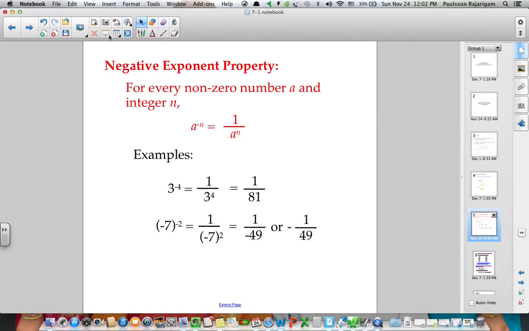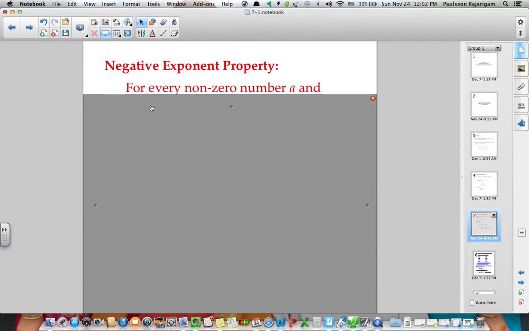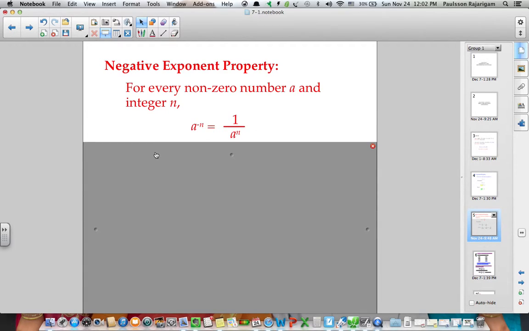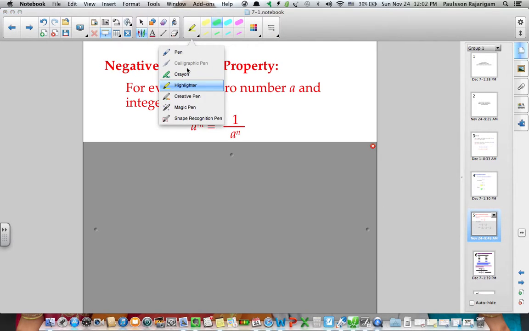All right, so the next property is the negative exponent property. And according to this property, for every non-zero number a and integer n, a to the power of negative n equals 1 over a to the power of n. So a to the power of n is in the numerator.